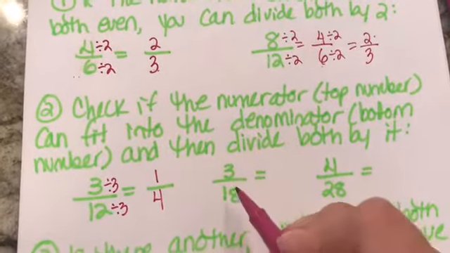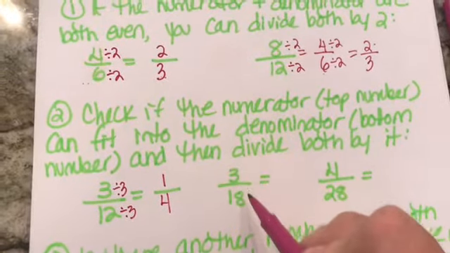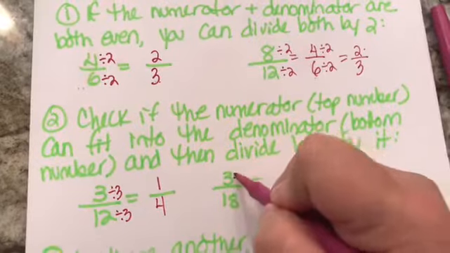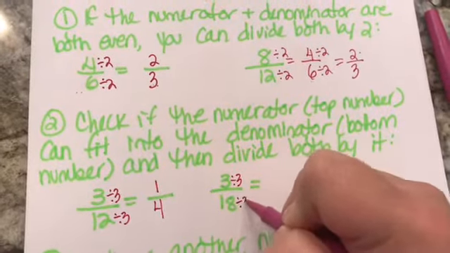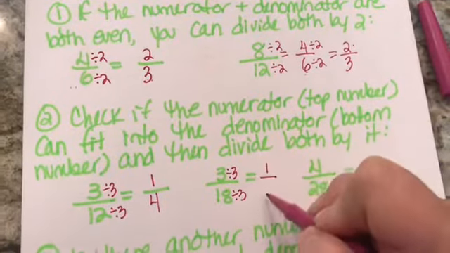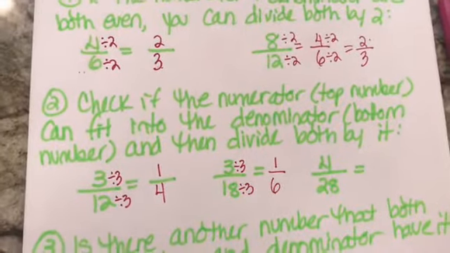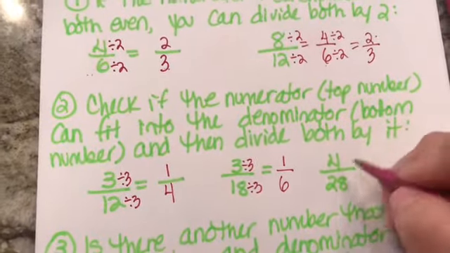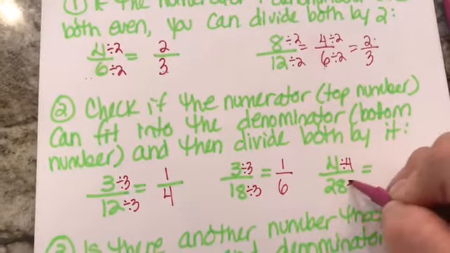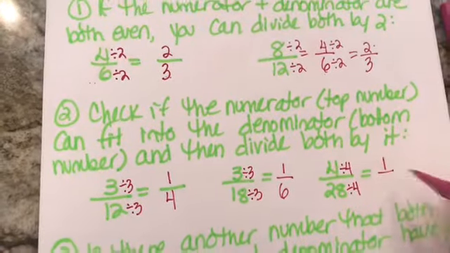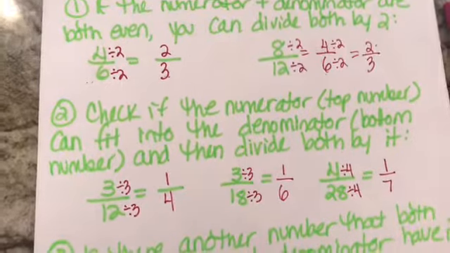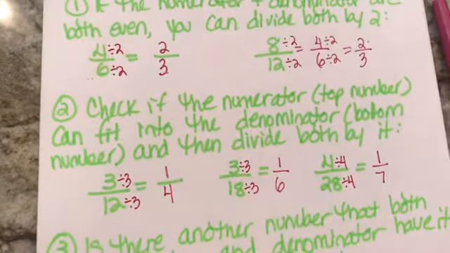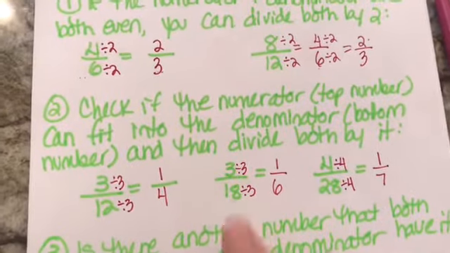Here's another example. I know that 3 can fit into 18 6 times, so I know I can divide both the top number by 3 and the bottom number by 3, and I can get 1/6. For this last one, I know that 4 also fits into 28, so I'm going to divide by 4, and that's going to get me to 1/7. So now all of those have been simplified, and they are also equivalent to the first number we started with.